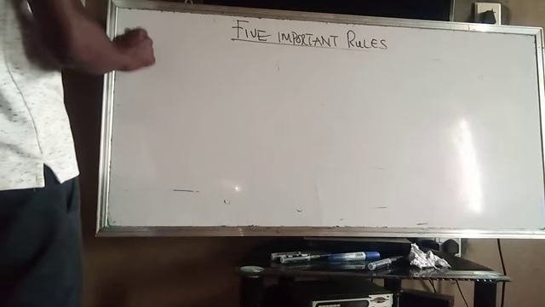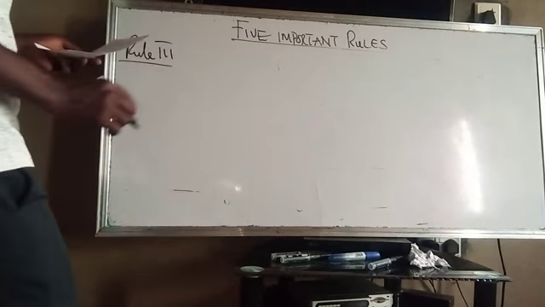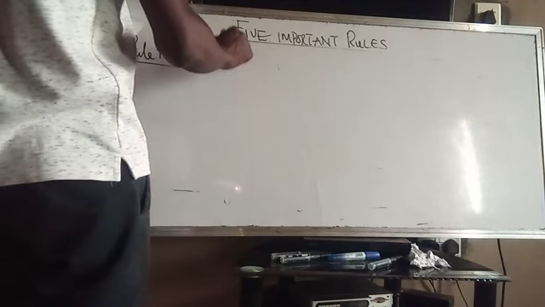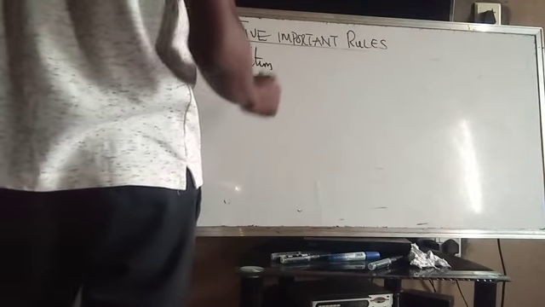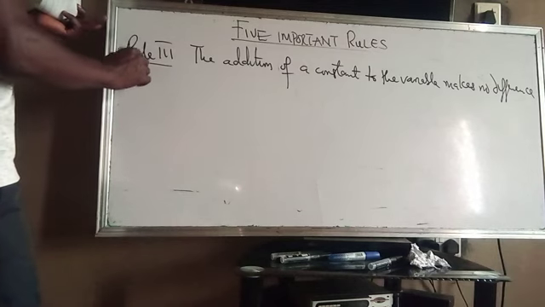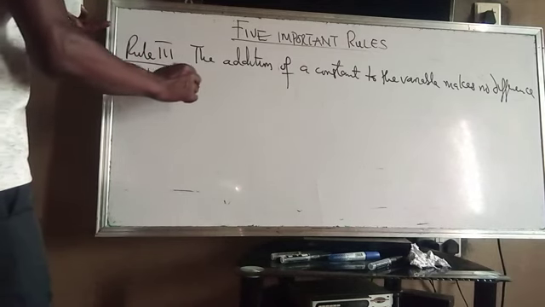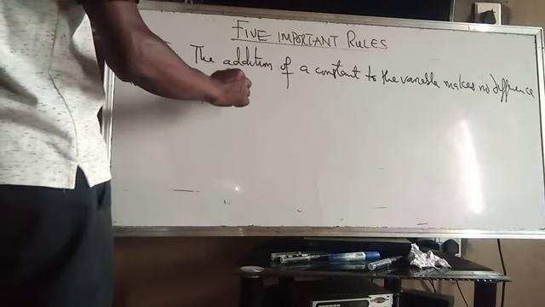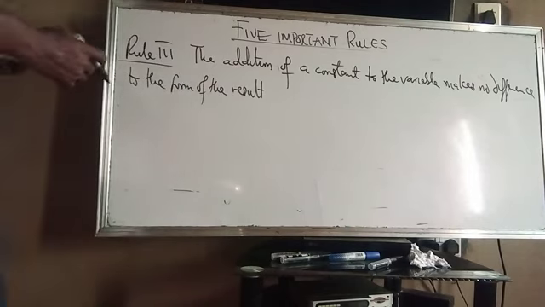So rule 3: the addition of a constant to the variable makes no difference to the form of the result. How does this apply? Let's look at the example here.